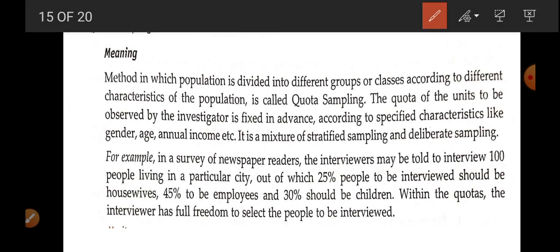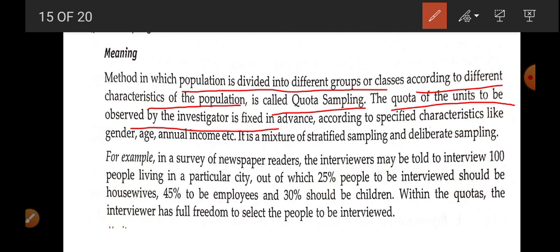Now quota sampling. Quota means what? Quota means percentage. So what is this? In this method, the population is divided into different groups or classes, and accordingly different characteristics of the population, so it is known as quota sampling. The quota of the units to be observed by the investigator is fixed in advance according to specific characteristics like gender, age, income. It is a mixture of stratified and deliberate sampling.